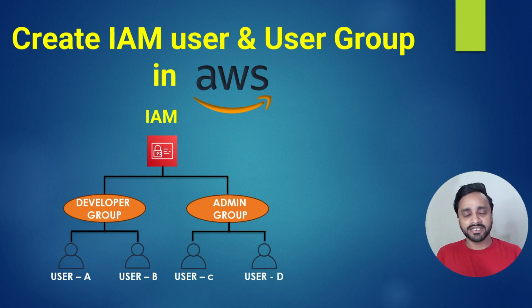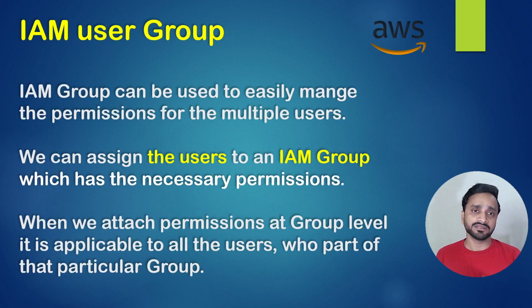Now in that, we are going to create two groups, a developer group and an admin group. In them we are going to include a number of users, like user A, user B, user C, user D. We are going to check whether a user gets permissions when we add them into that group. So some basic requirements: an IAM group can be used to easily manage the permissions for multiple users.